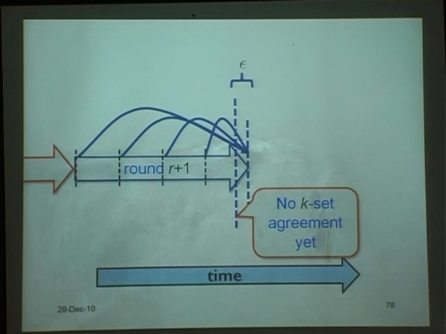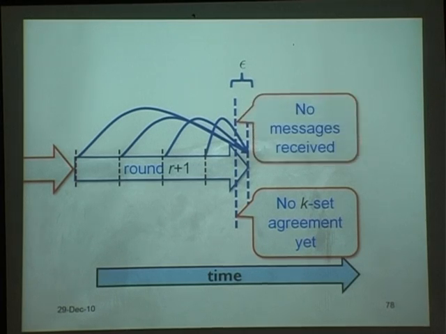Because the fact that time has passed without getting any messages doesn't mean anything, because you don't know whether any failures have occurred. It could be that everyone else has failed. And again, the reason is that since you haven't received any messages, there's a one-to-one correspondence between your state at d minus epsilon and your state at the start of the round.